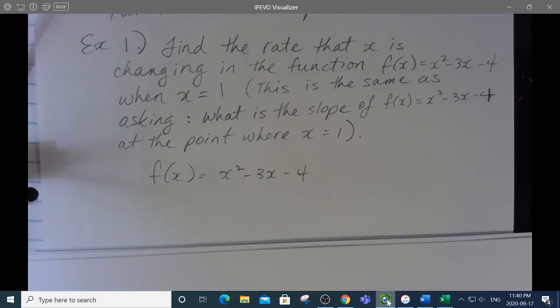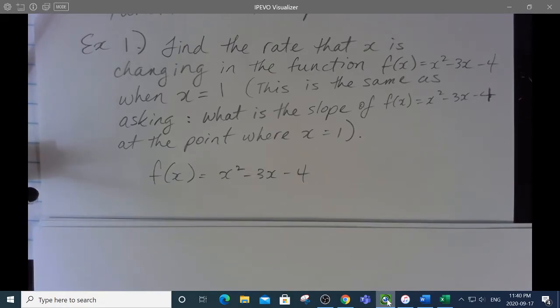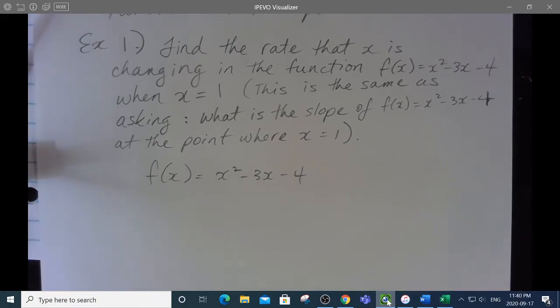So anyway, f of x equals x squared minus 3x minus 4. Does that look familiar? Should. It's a parabola, right? So we're looking at a parabola. Okay, what are we going to do with this parabola?